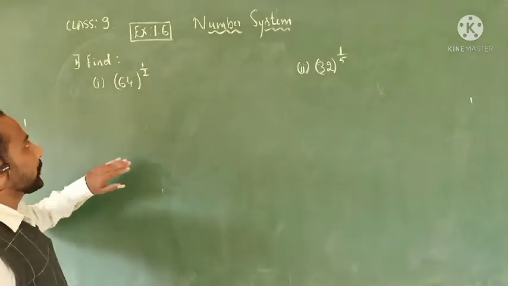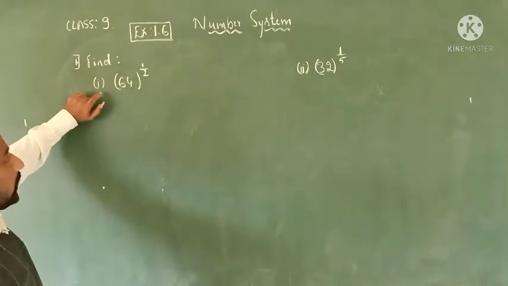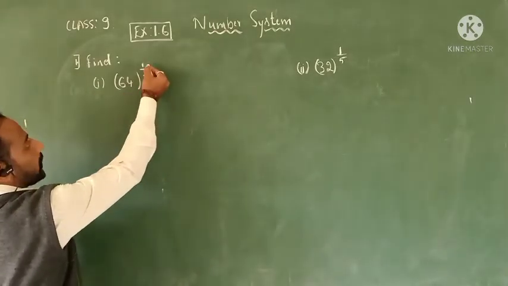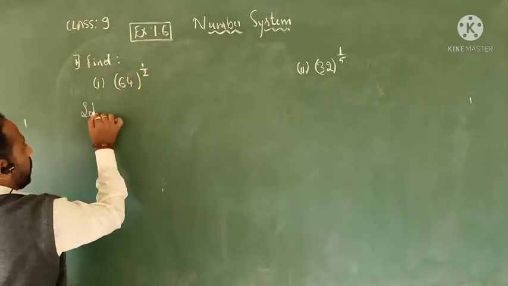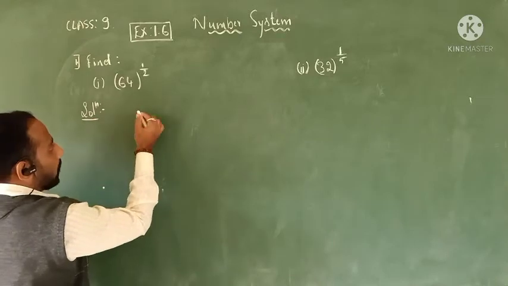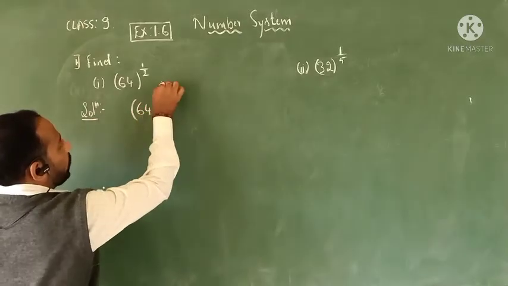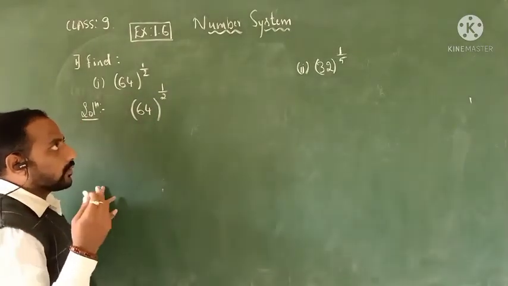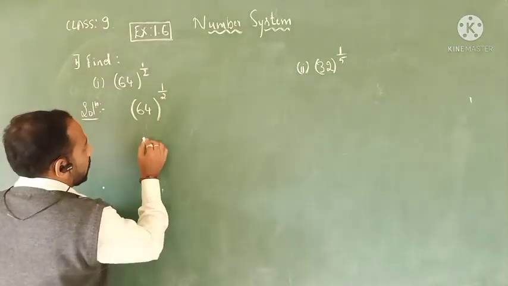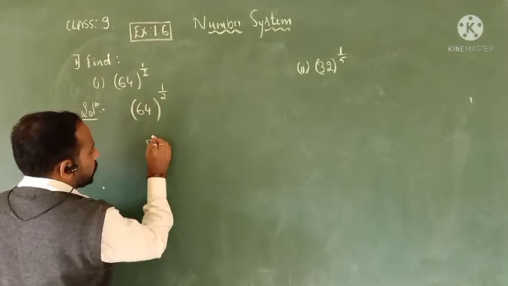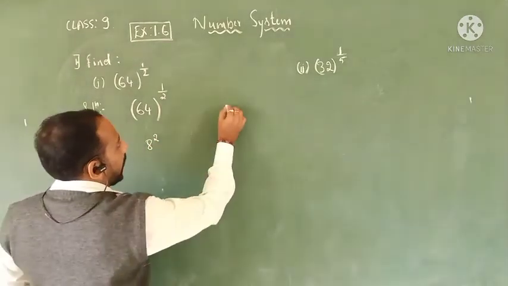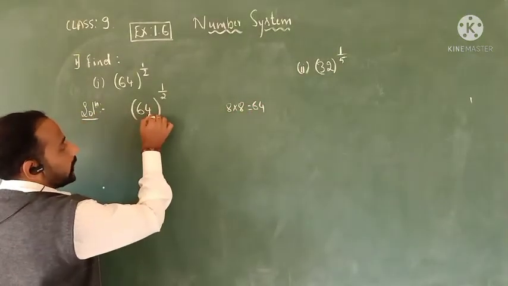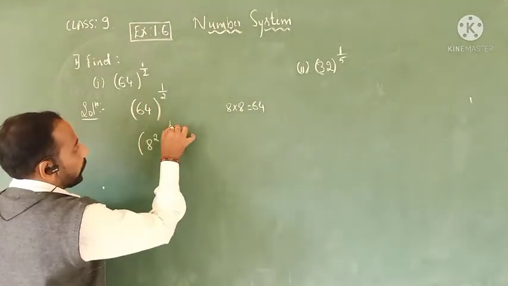Now here is the exercise problem. We have sub-questions. In the first sub-question, there is 64 whole to the power of 1 by 2. Let us write the solution. First take the problem, 64 whole to the power of 1 by 2. Now observe 64. You can recall the squares, like 64 is the square of 8. 8 square means 8 into 8, it's 64, right? Exactly. Then 8 square is nothing but 64.